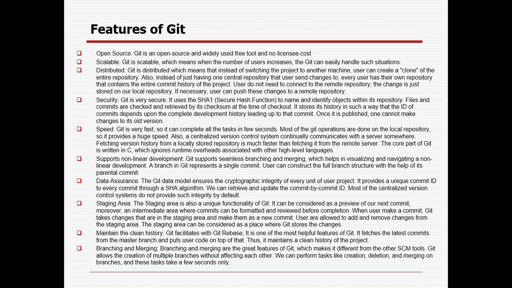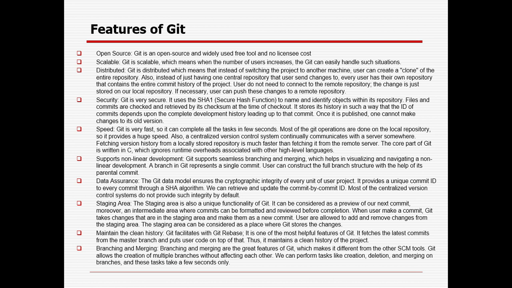Security: Git is very secure. It uses SHA, a secure hash function, to name and identify objects within its repository. Files and commits are checked and retrieved by their checksums at the time of checkout. It stores its history in such a way that the ID of a commit depends upon the complete development history leading up to that commit. Once it is published, one cannot make changes to the old version. So security is very strong, and you need not worry about it, because you are sometimes working with real-time data of your project. If it is not secure, data can be leaked and it can be a huge loss for your project or company.